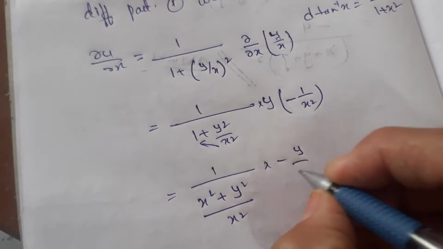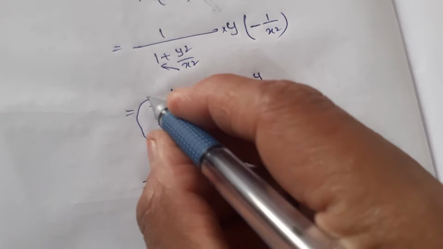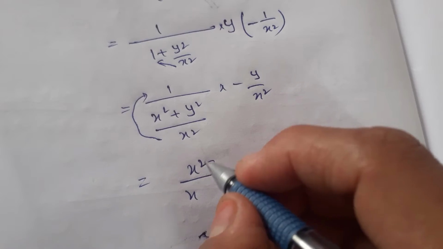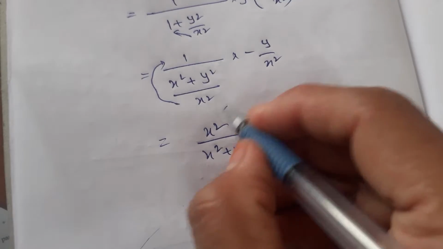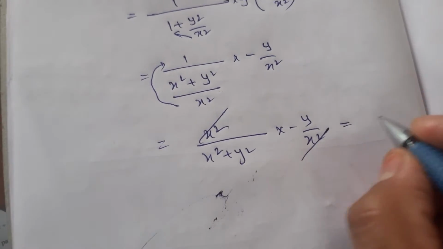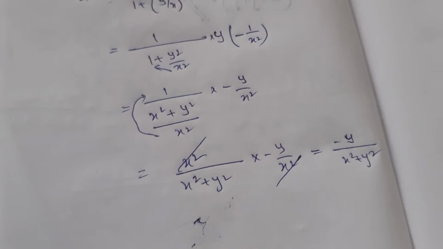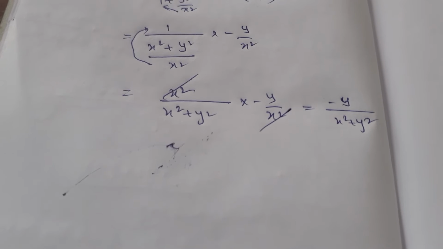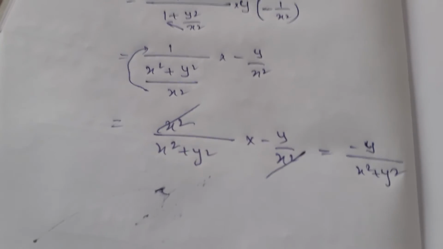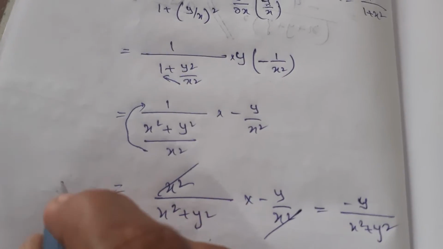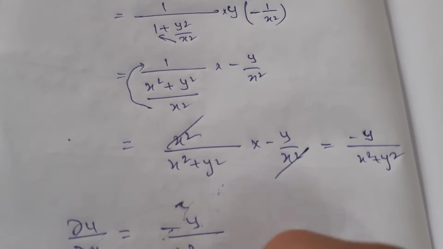I am doing the LCM, or multiplying here, so it will give you like this. It is minus y by x², that is equal to x² by x². This term goes up, so the numerator becomes x² by (x² plus y²) into minus y by x². So x² gets cancelled, and it will give the answer minus y by (x² plus y²). So this is the term we got for ∂u/∂x, which is equal to minus y by (x² plus y²).